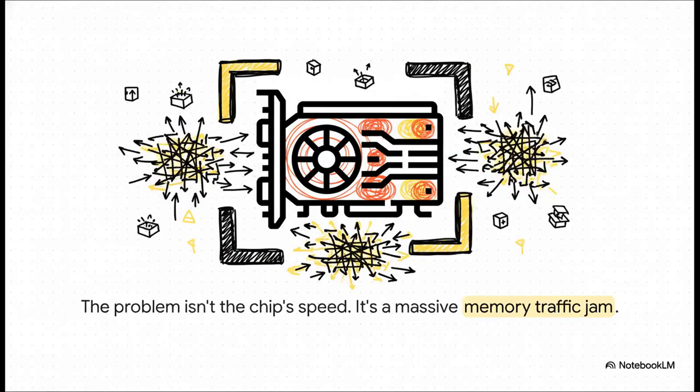Now, your first guess might be, oh, the GPU just isn't powerful enough, the big chip doing all the heavy lifting. But surprisingly, that's not really it. The real problem is a lot more like a giant traffic jam, but it's happening inside the GPU's memory. So it's not about the speed of the engine, it's about not having enough road.